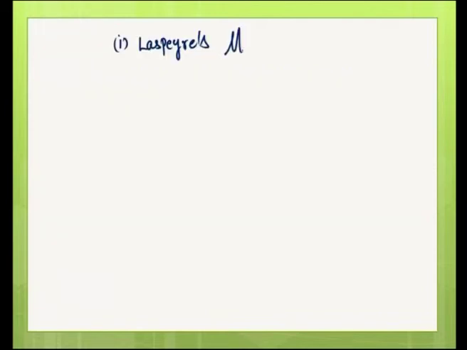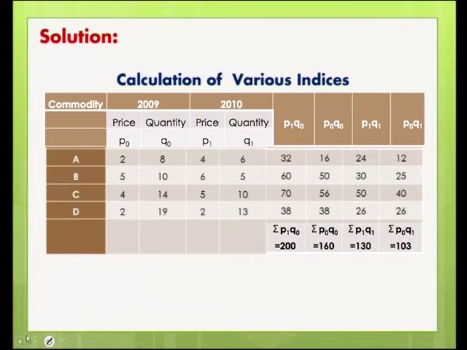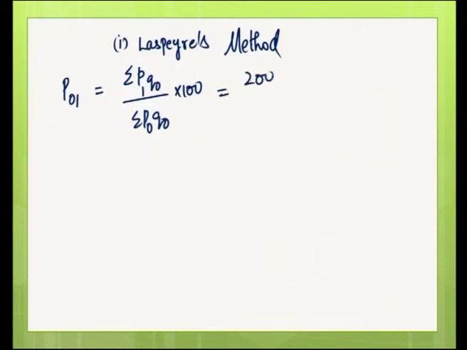Okay. So, now we will apply first Laspeyres method and calculate the index numbers. By Laspeyres method, P01 is equal to summation P1 Q naught by summation P naught Q naught into 100. Always 100 should be multiplied to represent it as a percentage. So, just look at what is P1 Q naught. P1 Q naught is 200 and P naught Q naught is 160. This value is 200 divided by 160 into 100 is equal to 125.